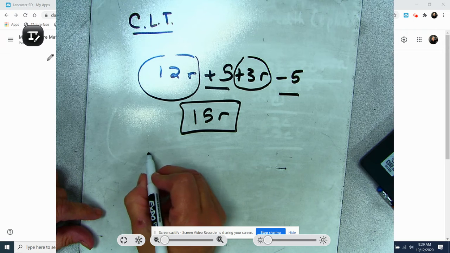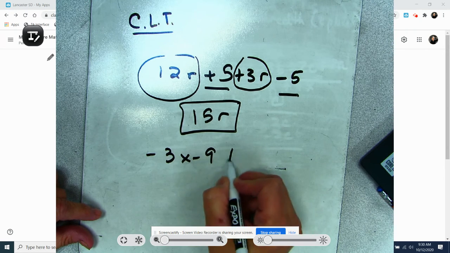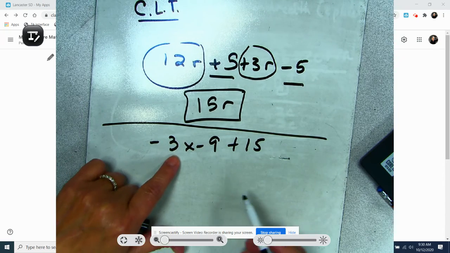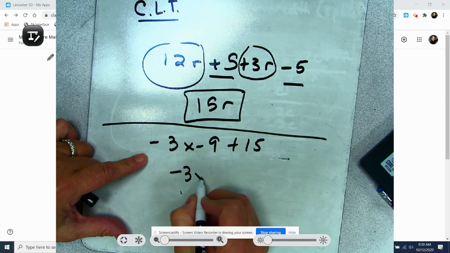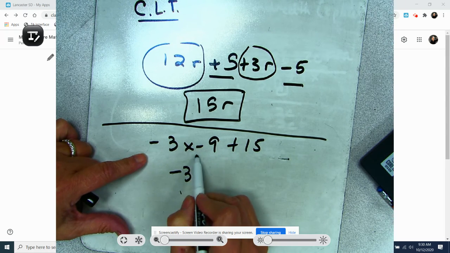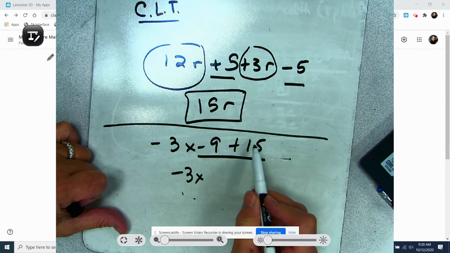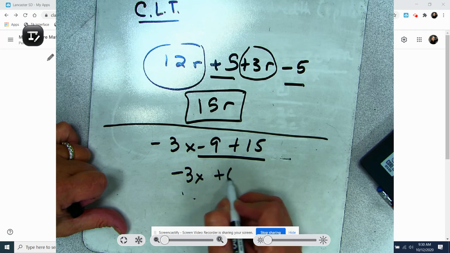If you have a problem that looks like this, you only have one variable term. There's nothing to combine with it, so we are going to write it first. Then you're going to take this statement right here, negative 9 plus 15, or 15 minus 9, which would give us positive 6.